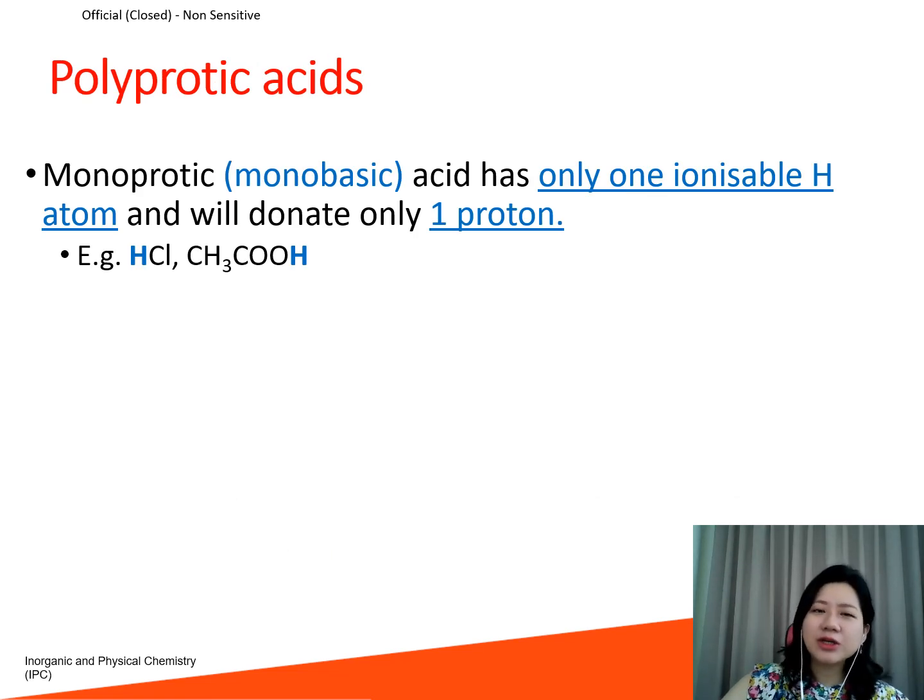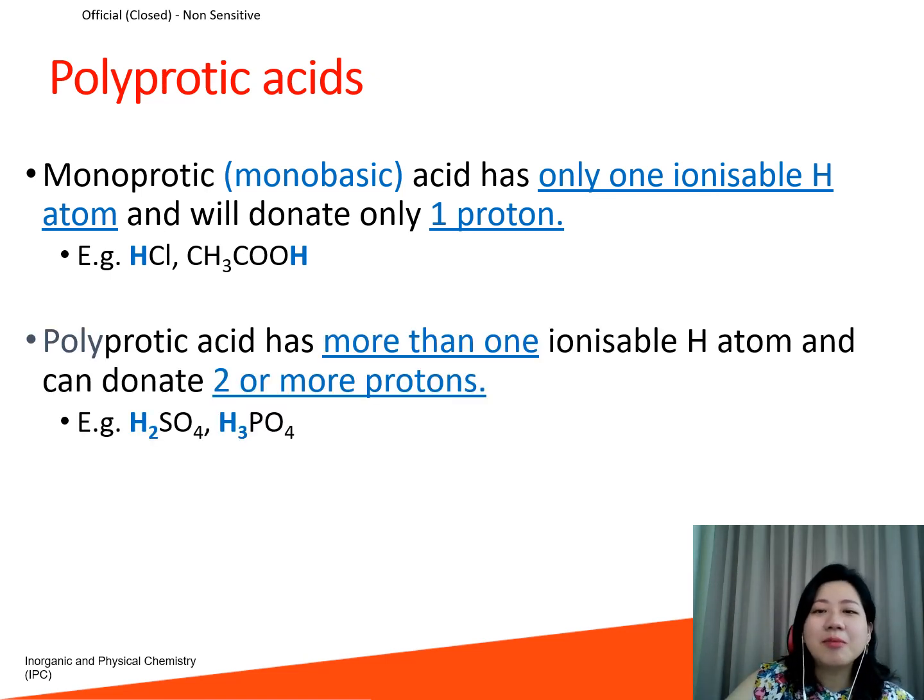For acids, it's also important to know whether an acid is monoprotic or polyprotic. Monoprotic or monobasic acids only have one ionizable H atom and will donate only one proton. For example, HCl and acetic acid CH3COOH will only donate one proton. On the other hand, polyprotic acids have more than one ionizable H atom and can donate two or more protons. For example, H2SO4 can donate 2 protons and H3PO4 can donate 3 protons.